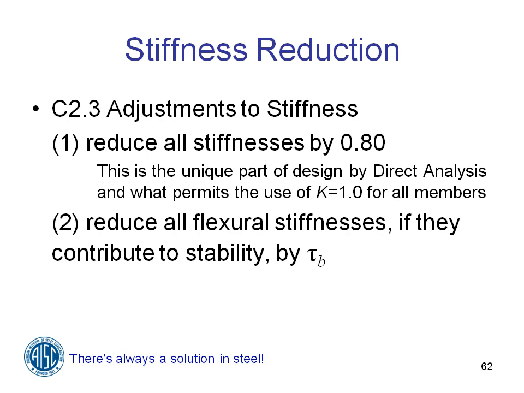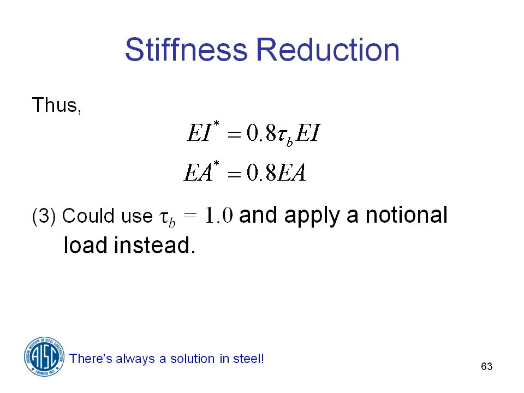So for the direct analysis method, instead of using EI and EA, we're going to use EI star, the star representing the modified, and that's 0.8 tau_b times EI. So it's only the flexural stiffness that's adjusted by the tau_b, but all of the stiffnesses, shear and axial and flexural, all of the connecting elements, if you model them, everything is adjusted by the 0.8.